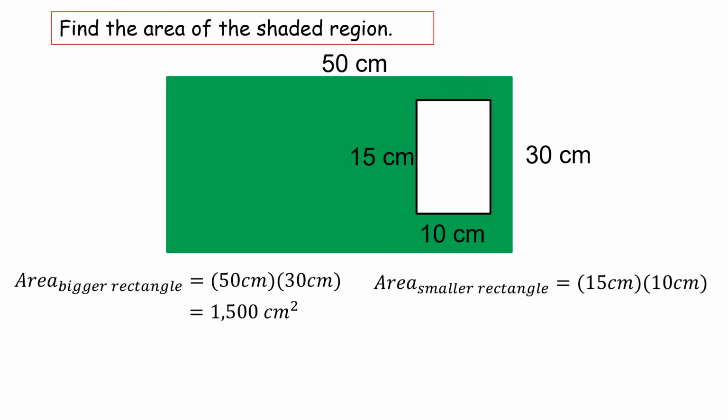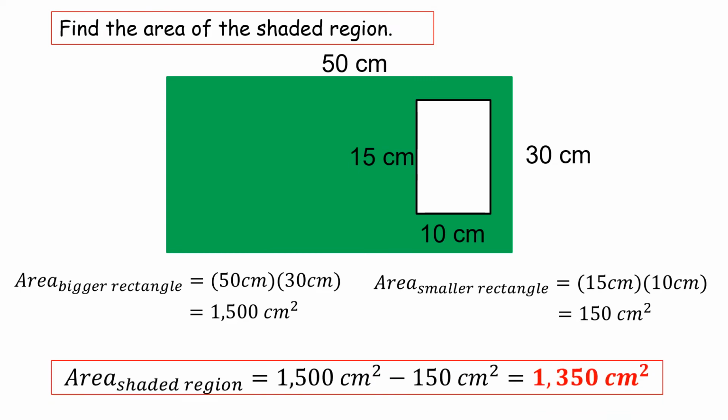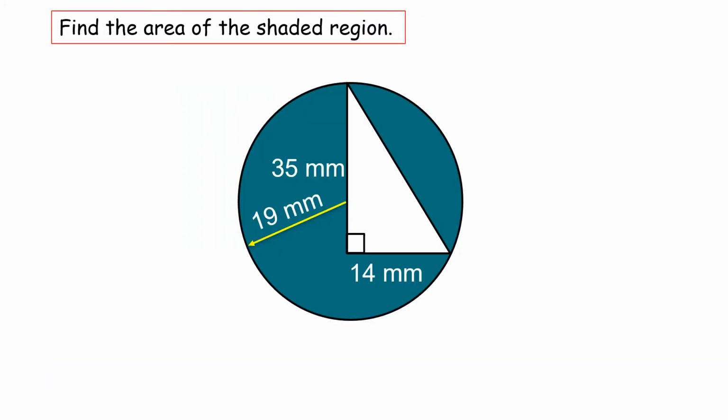Then we solve for the area of the smaller rectangle. It is equal to 15 times 10, the length times the width. So 15 times 10 equals 150, so it is 150 square centimeters. Using this given data, we are going to subtract the bigger rectangle minus the smaller rectangle. So 1,500 minus 150 is equal to 1,350 square centimeters.